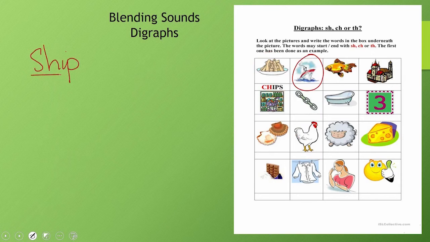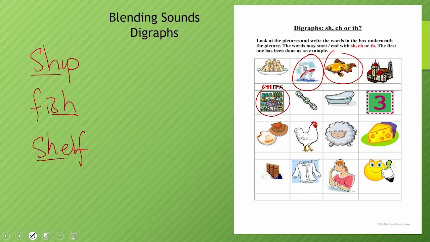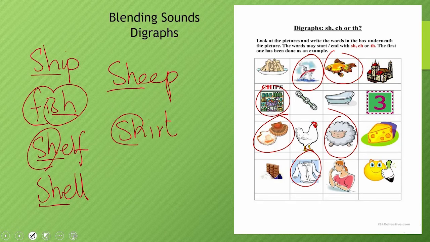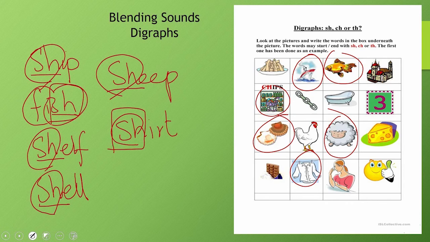Ship, fish, shelf, shell, sheep, shirt. The digraph can be in the start of the word or in the end of the word.